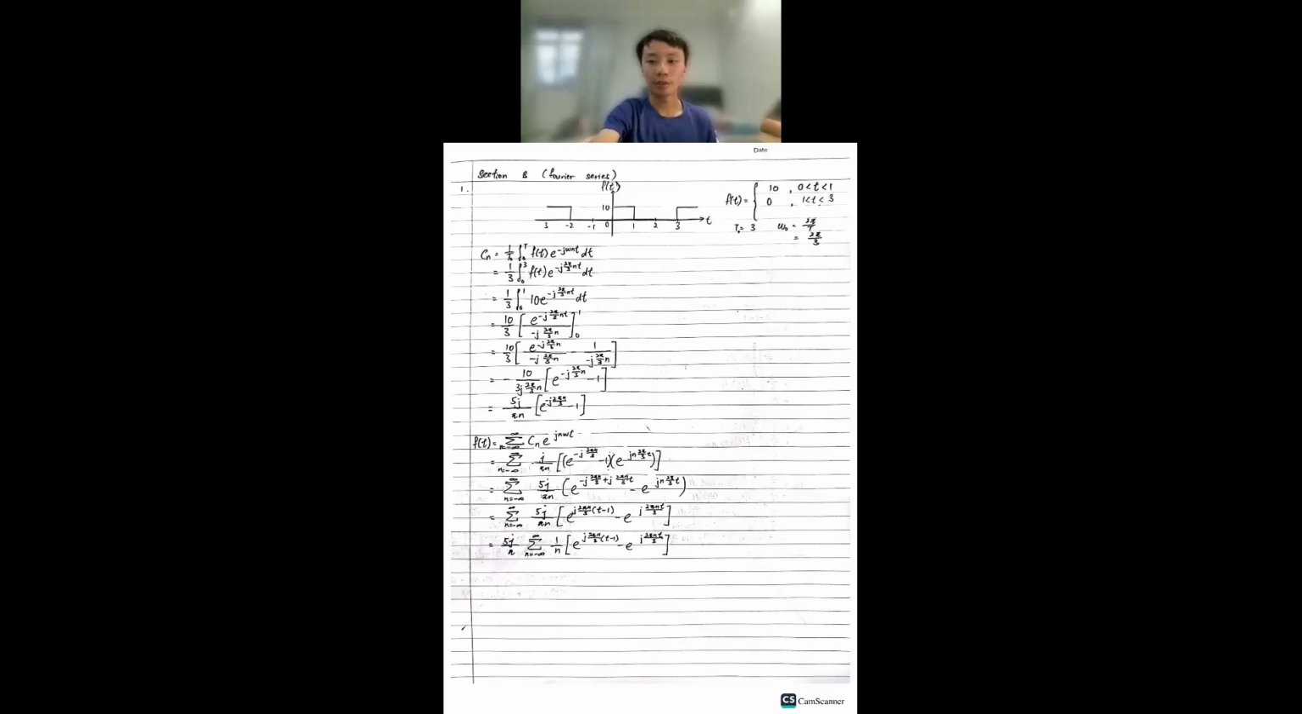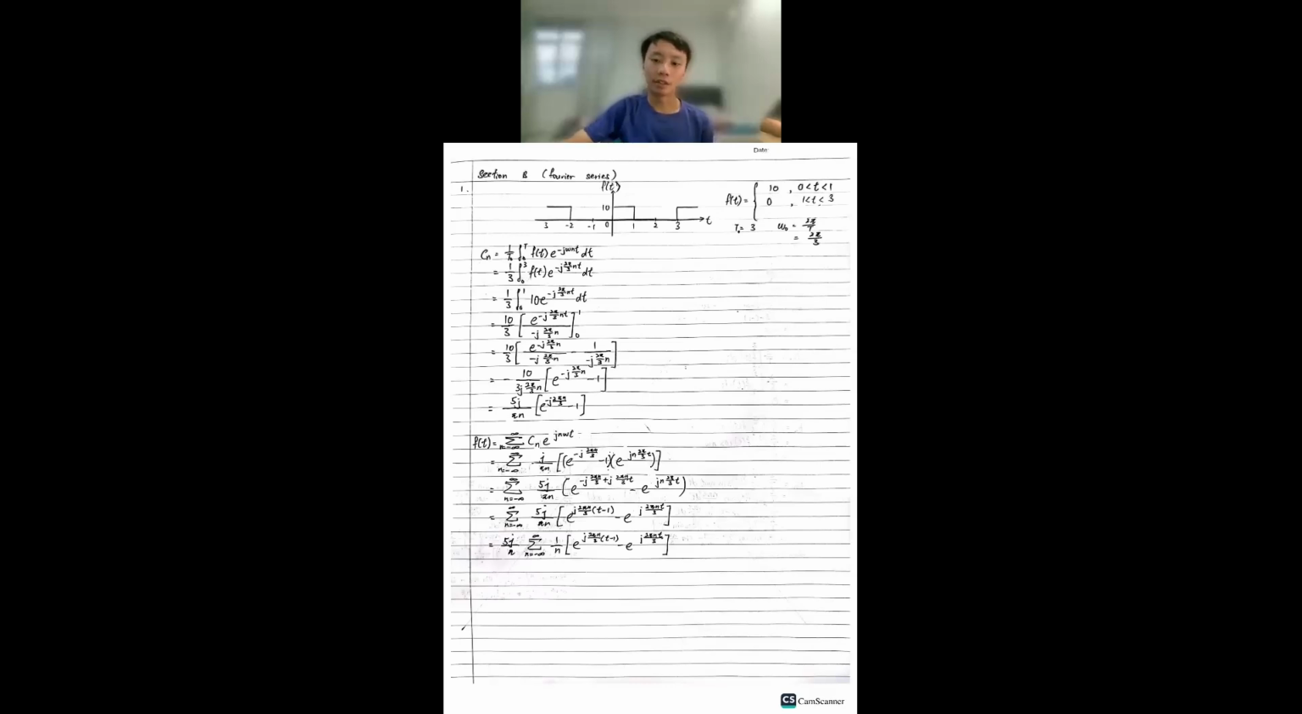So now I explain about Section B, Question 1. Obtain the complex Fourier series coefficient of the following signal f(t) in the figure. As we can see through the graph, it is an odd function. We know that f(t) equals 10 when the range is 0 to 1, and f(t) equals 0 when the range is between 1 to 3.